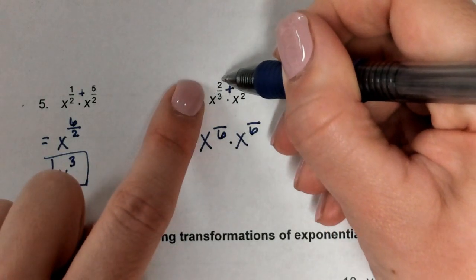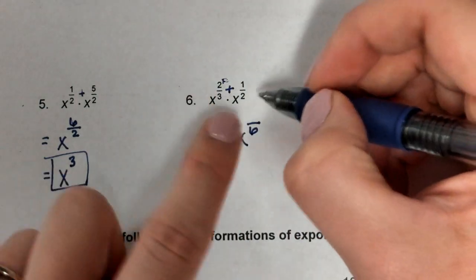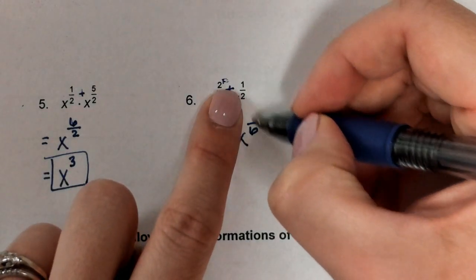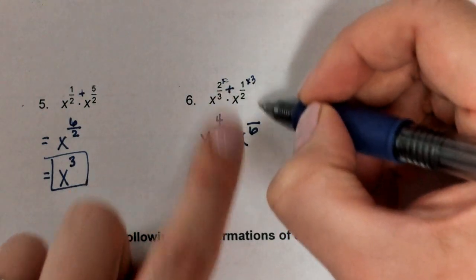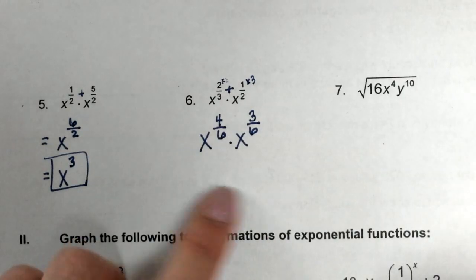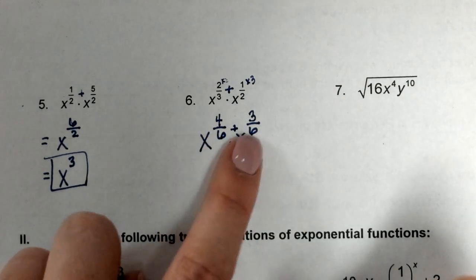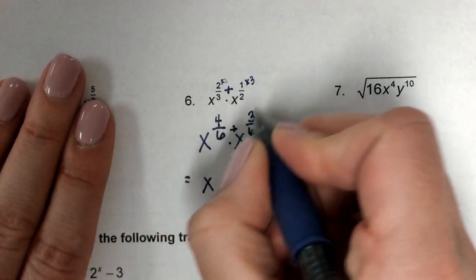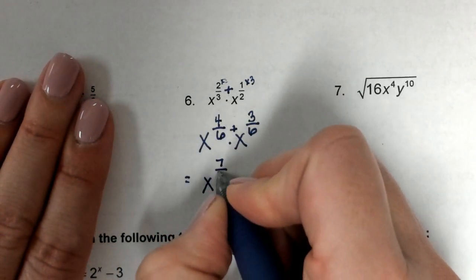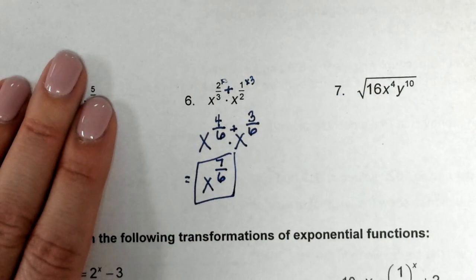Now, to figure out what the numerators are, I take a look at 3 times 2 makes 6. So I have to multiply this times 2. 2 times 2 is 4. And then 2 times 3 makes 6. So I have to multiply this one by 3. 1 times 3 is 3. Now I can add the exponents together because they are like denominators. So 4 plus 3 is 7, and our common denominator of 6. And then the y can go on the outside.